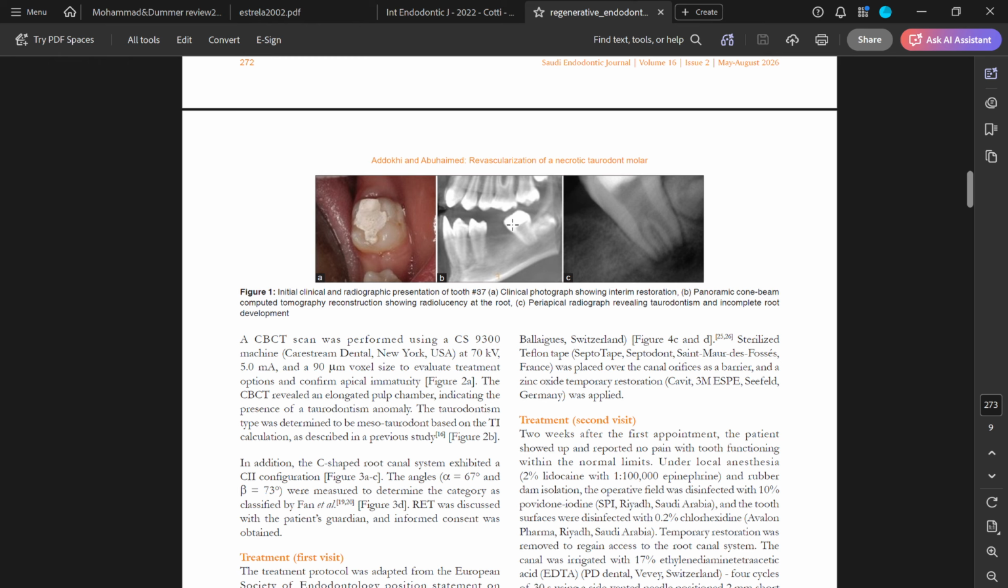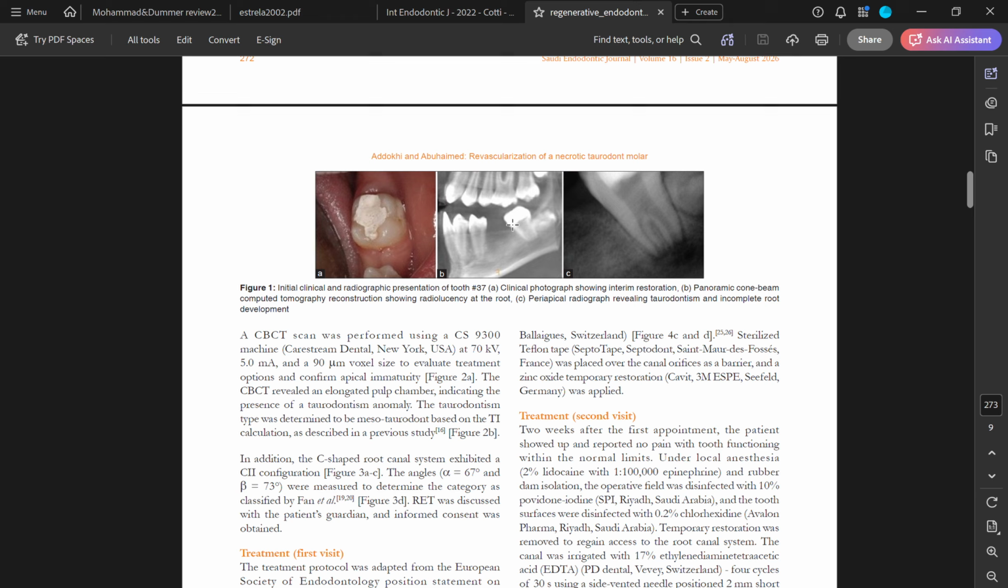After discussing the available treatments with the guardian of the patient, which included traditional apexification with MTA and also regenerative endodontic treatment, the clinician in this case preferred regenerative endodontics because of the patient's young age, immature root, and the potential for continued root development. The treatment was completed over 2 visits following the guideline of the European Society of Endodontology.